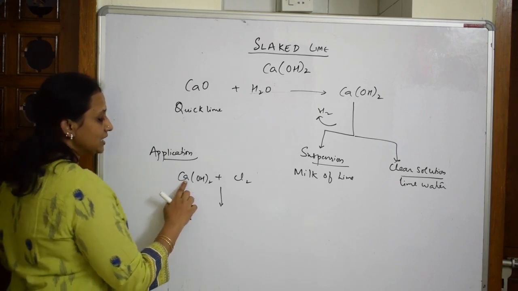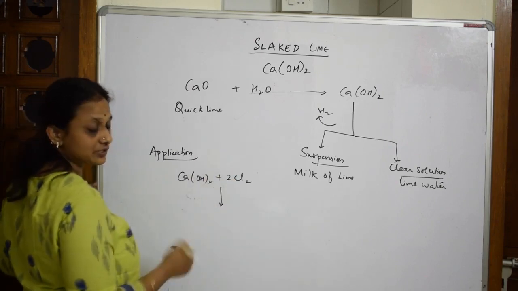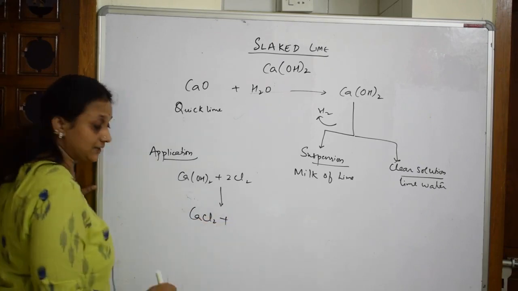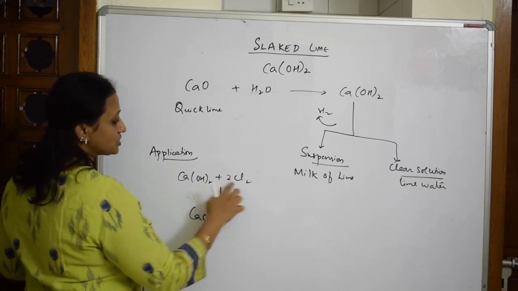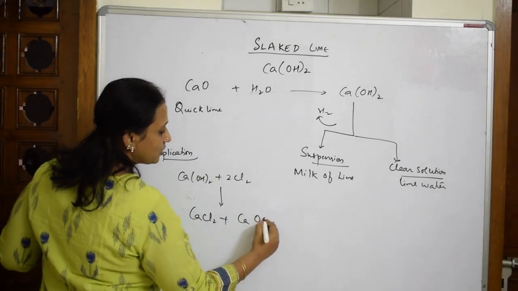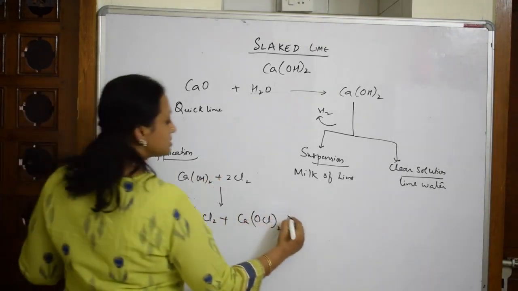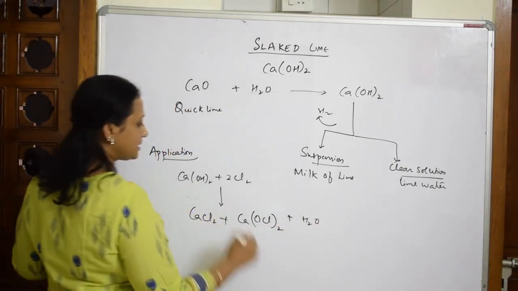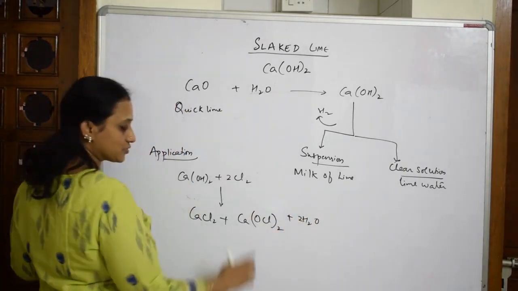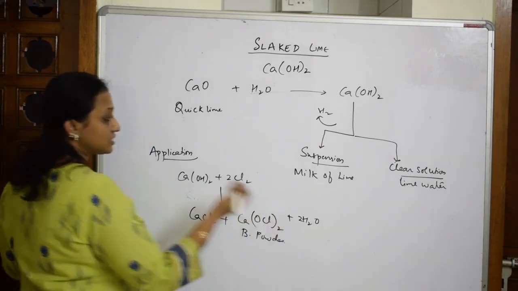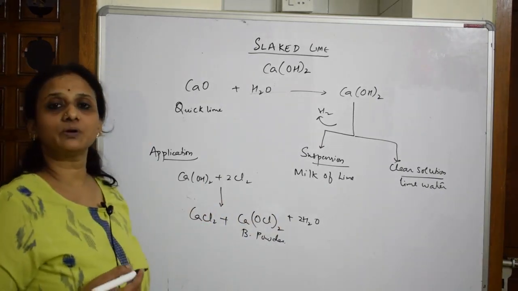The first one, suppose if I take 2 moles of this, calcium chloride is formed, CaCl2. After that, calcium oxychloride, that is calcium oxychloride taken twice, and the leftover is water, right? So this is 2, this is also 2. So this is your bleaching powder which you have prepared. So calcium hydroxide, we're using it to prepare bleaching powder, one of the applications.